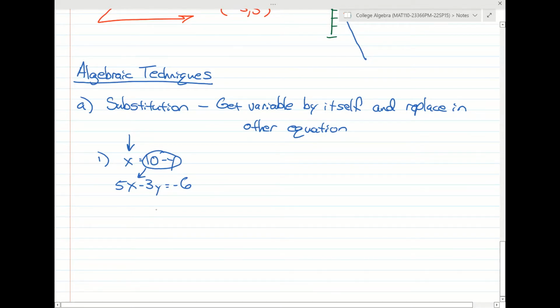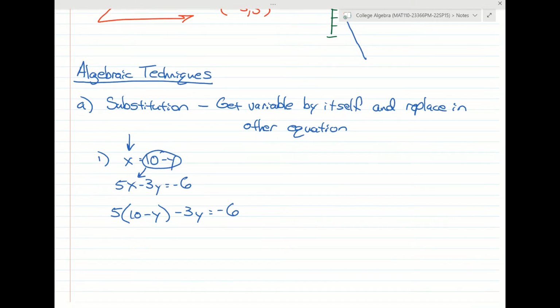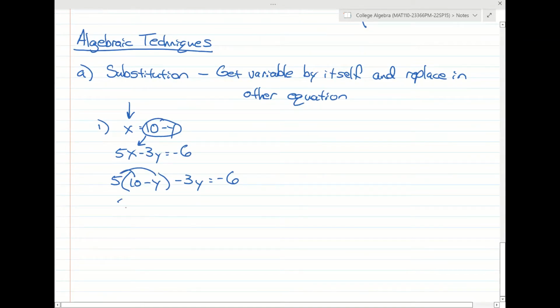Anytime you do any kind of substitution, we have to use parentheses. So instead of it being 5x minus 3y equals -6, it's going to be 5 times what x was equal to, minus 3y is equal to -6. And then from here, it's just algebra to finish it. So if we distribute the 5, we get 50 minus 5y minus 3y is equal to -6, which would be 50 minus 8y is equal to -6.